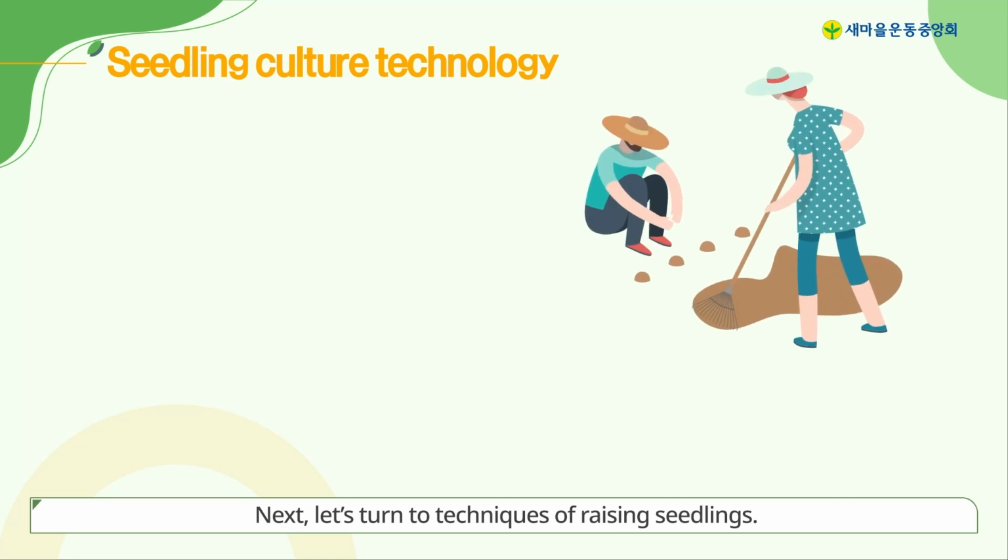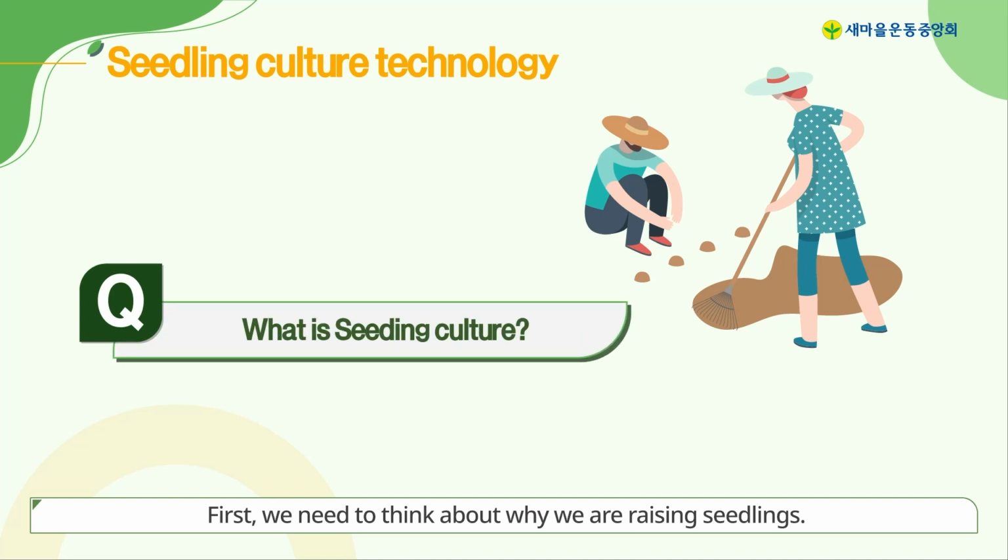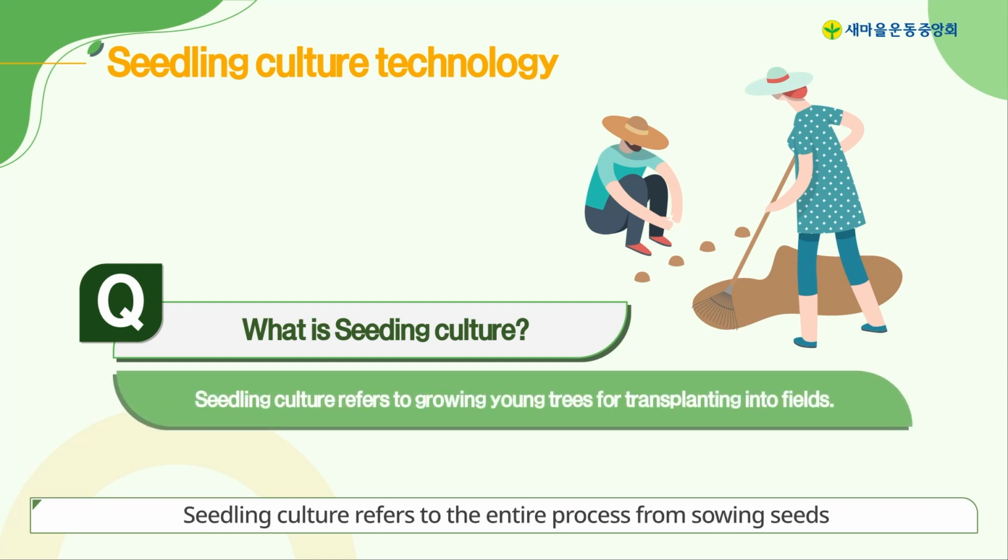Next, let's turn to techniques of raising seedlings. First, we need to think about why we are raising seedlings. Seedling culture refers to the entire process from sowing seeds to raising young seedlings for a certain period of time before the seedlings are transplanted to the main field. There is a saying in Korea that emphasizes the importance of growing seedlings. Raising good seedlings is half the battle in farming.